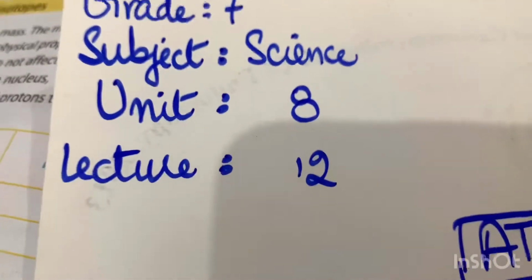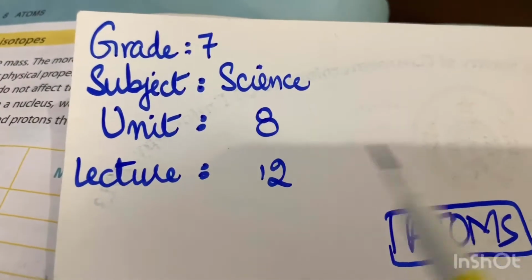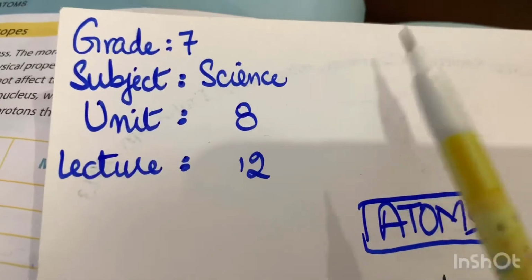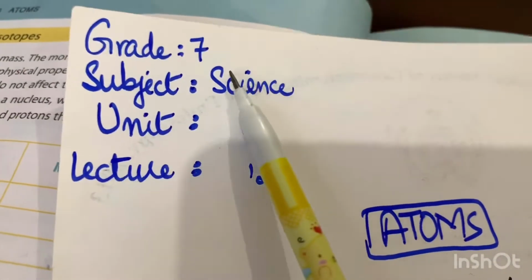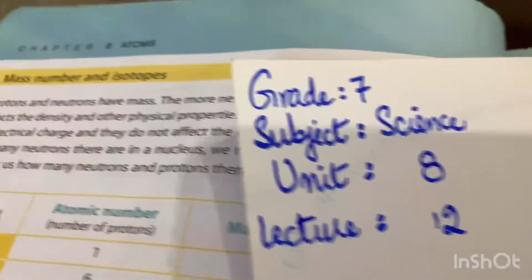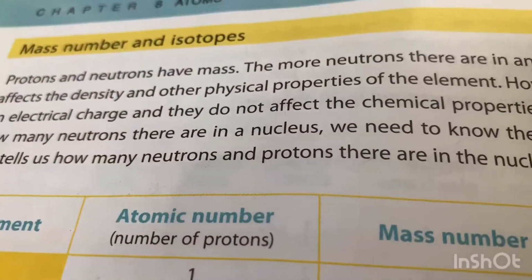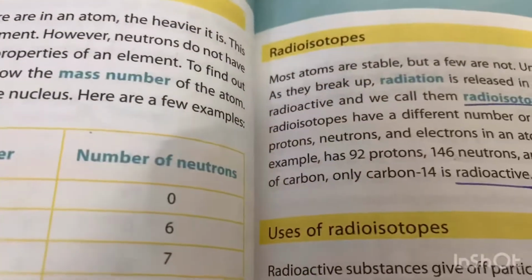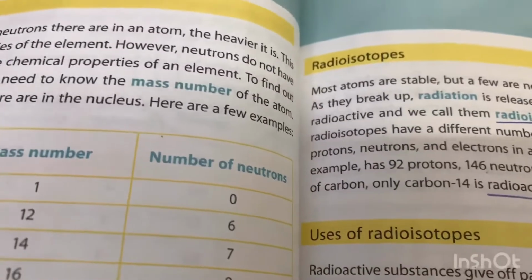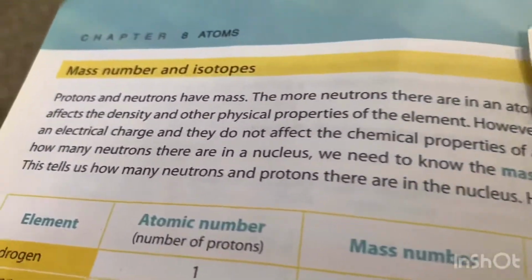Assalamualaikum class. Today we're going to have our 12th lecture of unit number 8, which is the atoms of grade 7 subject science. The topic for today's lecture is mass number and isotopes, and maybe we will cover the radioisotopes and uses of isotopes in this lecture, or maybe in the other lecture.